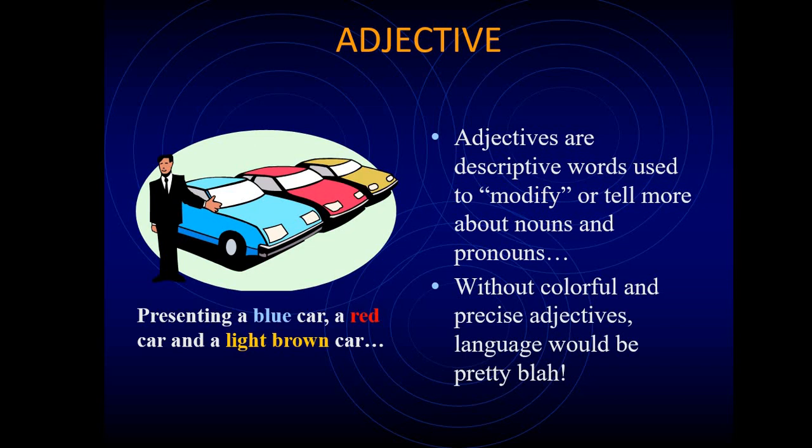Let's provide an example of an adjective that describes a pronoun. For example, he is happy. He is happy. So he is a pronoun, and the word happy is an adjective that describes the pronoun. Who is happy? He is happy. So in this sentence, happy describes the pronoun he.